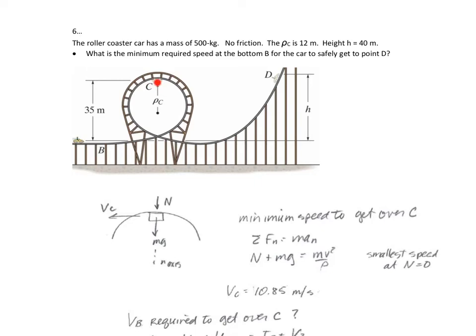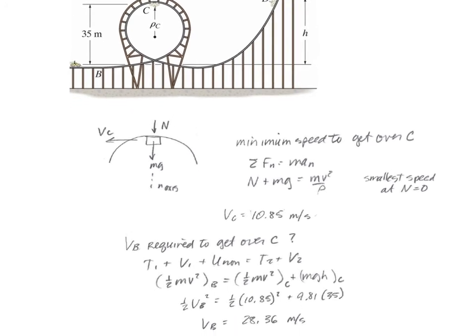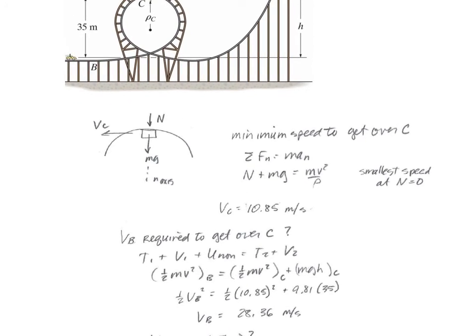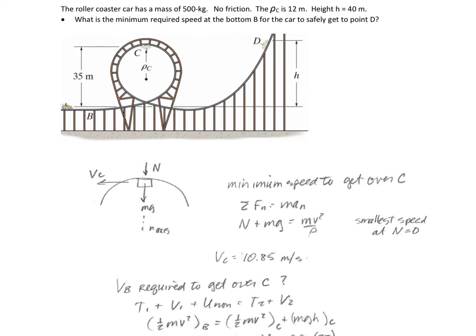This is an NTB problem. You find out what speed has to be at the top using the normal force going to 0. That's the minimum speed required at the top. Then you can solve for this one at the bottom, which was, what was it, 28.36 using energy. Now, how far does that go? Once you can safely get over here, you can find out how far you go. And if you can go up past h is equal to 40, then that means you can safely make it.